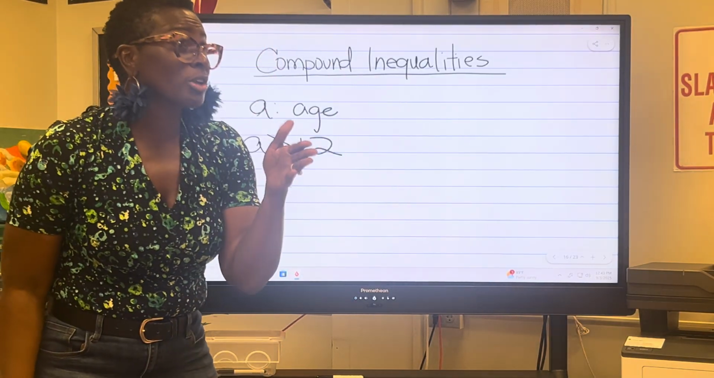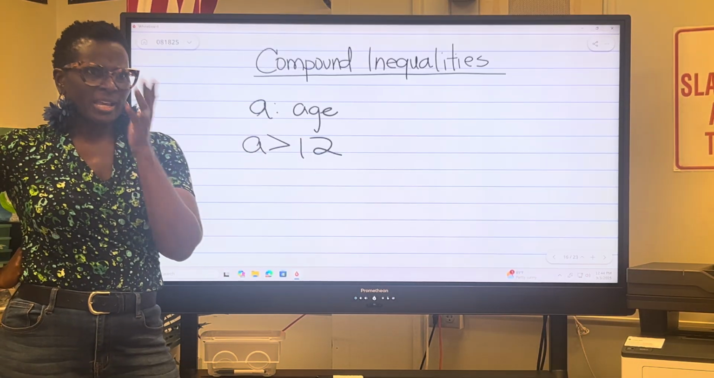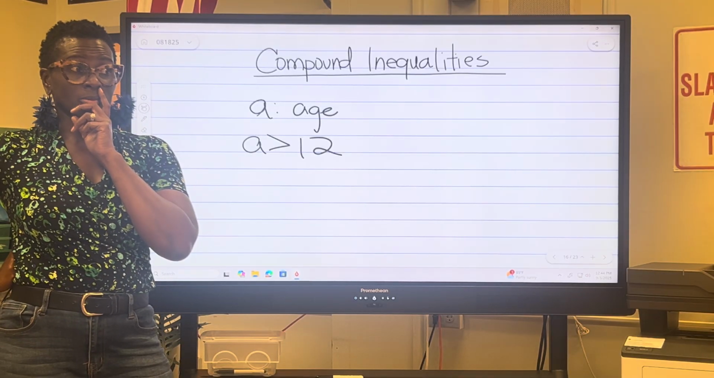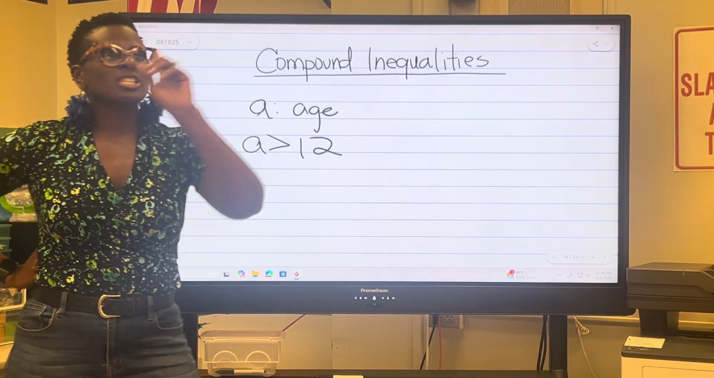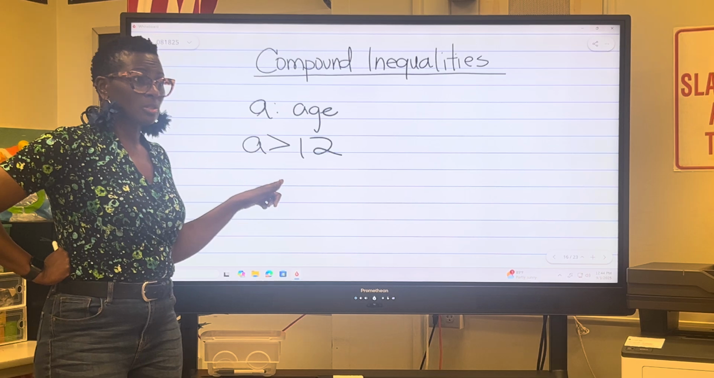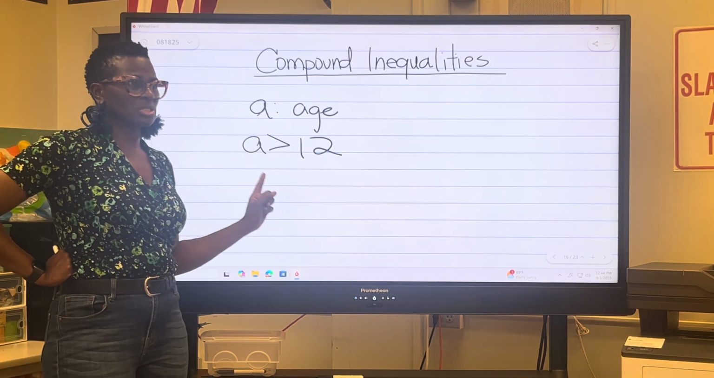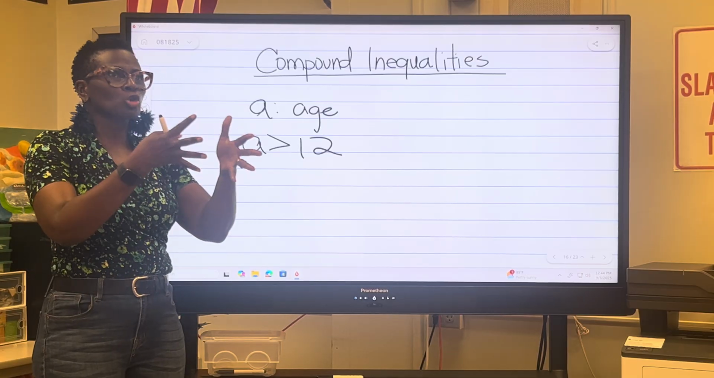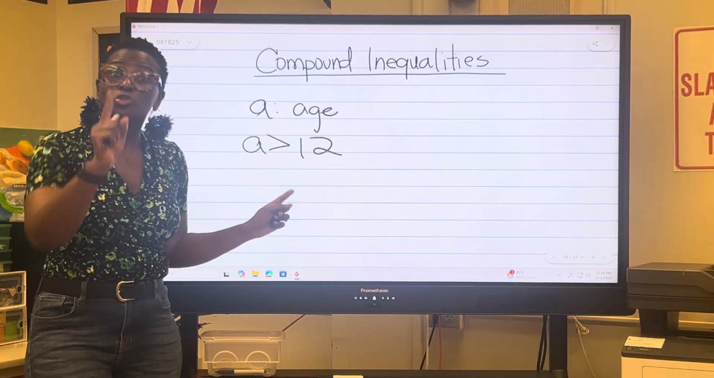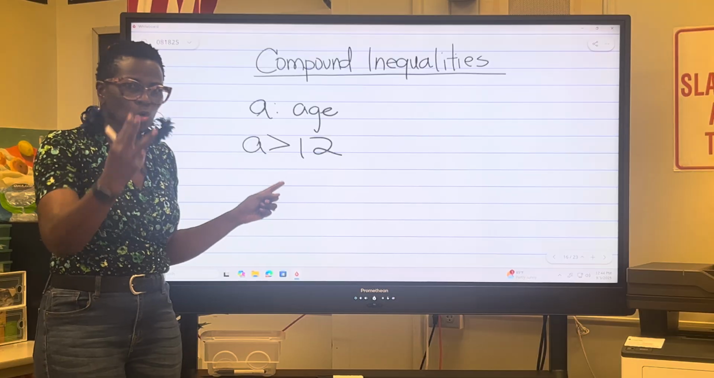The age of the students must be greater than 12. Can it be 13? Yes. Can it be 15? Yes. Can it be 19? Yes. Can they be 12? No. Why not? Because it has to be more than 12 years old. Does that make sense? How many conditions? Not how many possibilities. How many rules do they have to meet? One. What's the one rule? More than 12. That's one condition, one constraint, one rule.